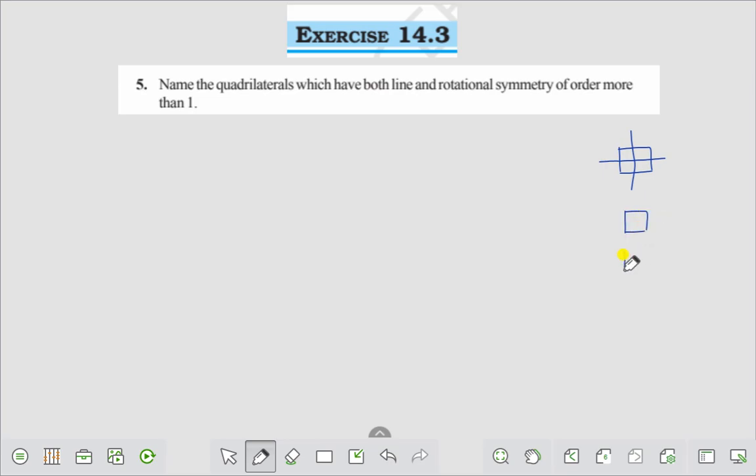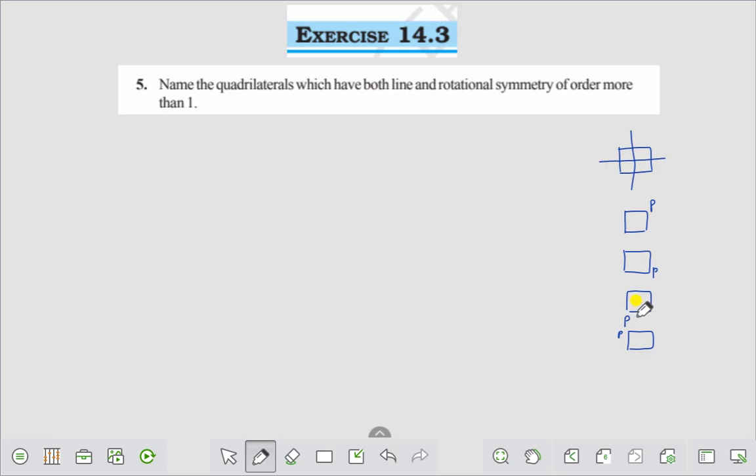1, 2, 3, 4. Right? If we take this point as P and rotate 90 degrees, this P will come here. Again, if we rotate 90 degrees, this P will come here. Again, if we rotate 90 degrees, this P will come here. Right? That means there are 1, 2, 3, 4.